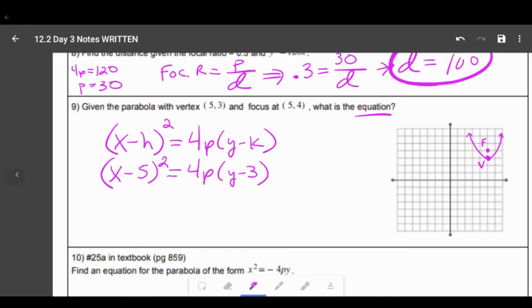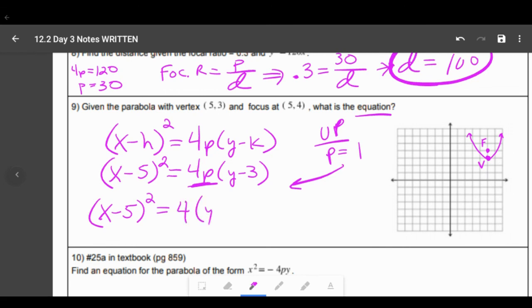Okay. Now the only thing I need to find out is what's the p-value, because I can't leave it like this. And since it opens up and I can see the distance from the vertex to the focus is 1, I know my p is 1. So all I got to do is plug that into my equation, and I simply get x minus 5 squared equals 4 times y minus 3. And there is the equation where the vertex would be at 5, 3, and the focus would be at 5, 4. Okay? All right.